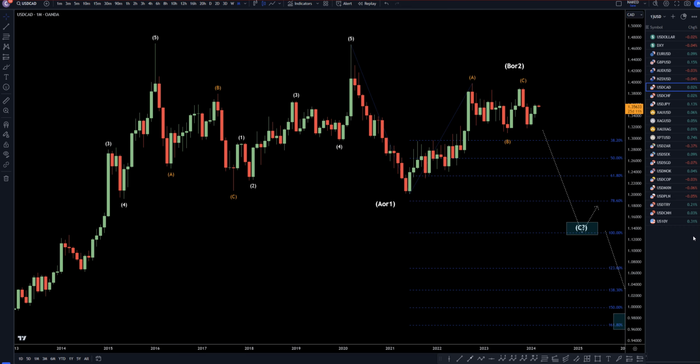Today is Monday, March 4th, and I'm going to be analyzing the US dollar Canadian starting on the monthly, working my way down to the 1 hour time frame for the full top down analysis.